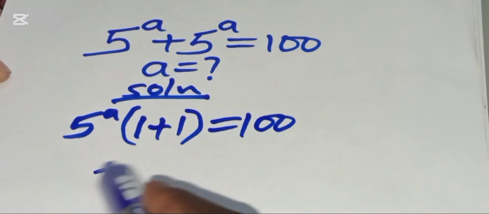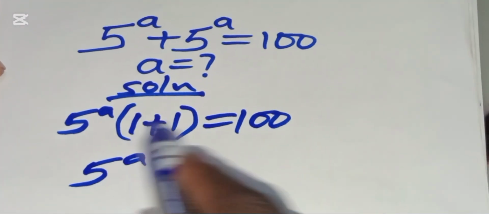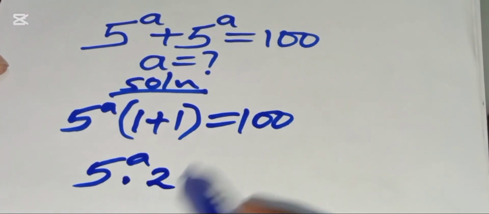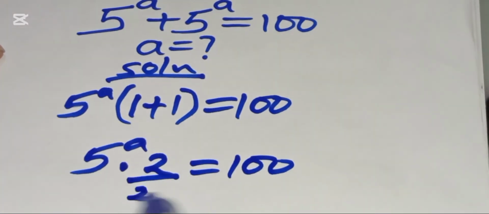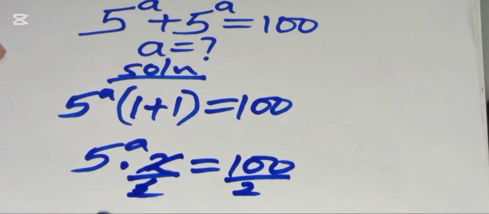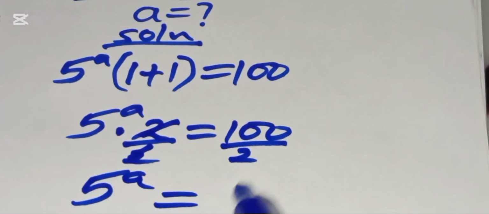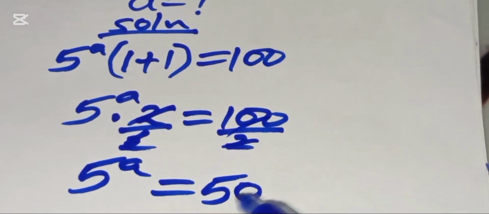Now from what we have here, this is 5 raised to power a, 1 plus 1 is 2, so multiplying by 2, this is equal to 100. So divide both sides by 2, so that we'll have 5 raised to power a equal to 50. If you simplify here, this is 50.